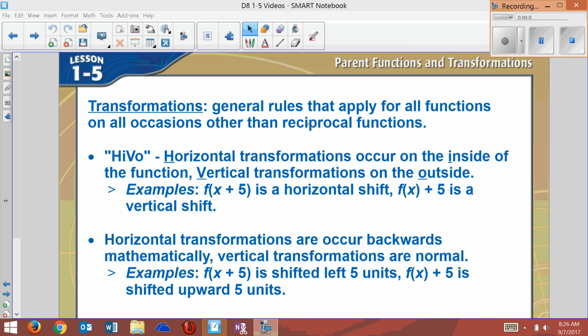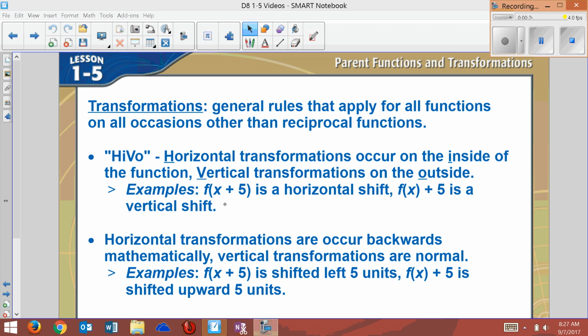All right, now we get to really the crux of today's lesson. It's transformations. Now, transformations are going to occur all school year, and they follow the same rules. There's two rules that you need to know. HIVO is what I call this one. It stands for horizontal is inside, vertical is outside. It's talking about the location of the shift.